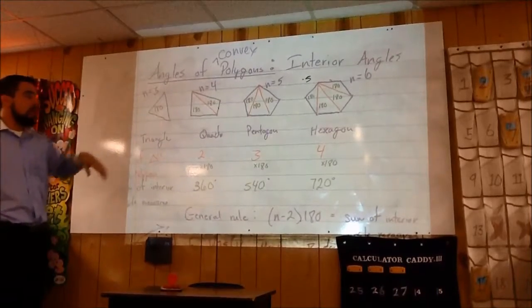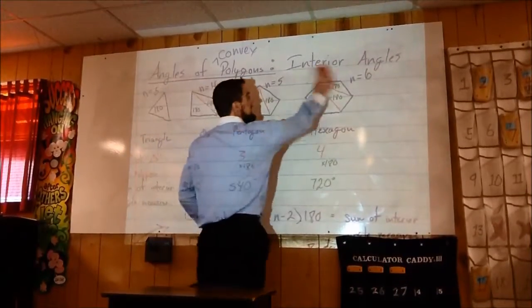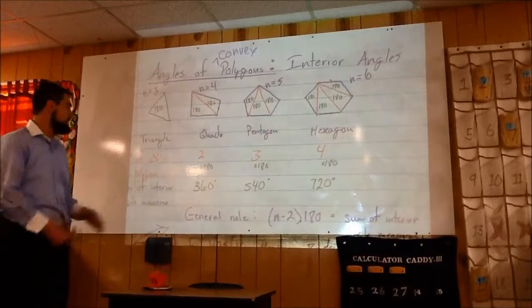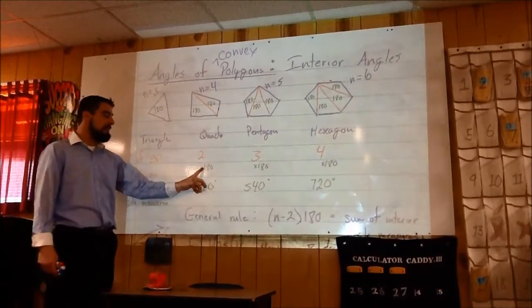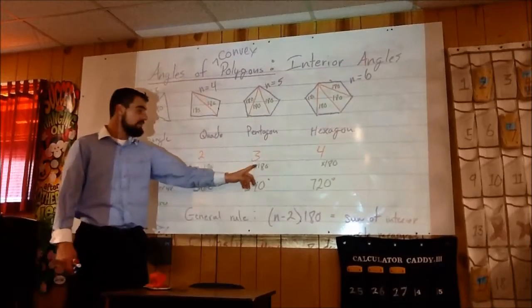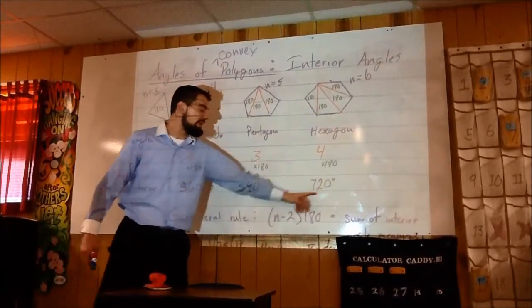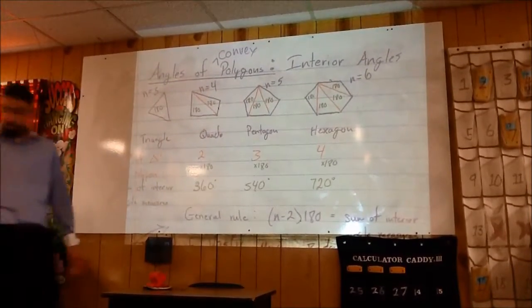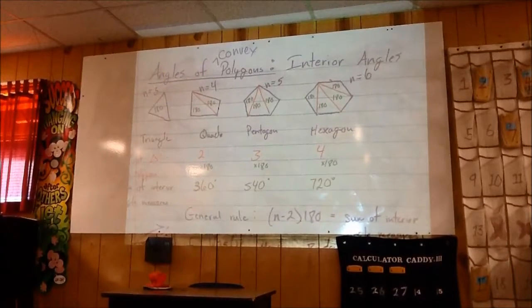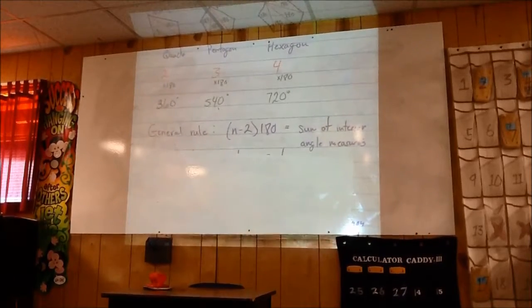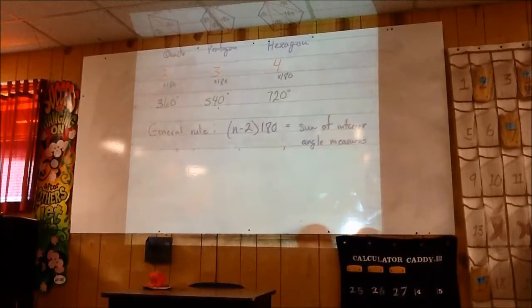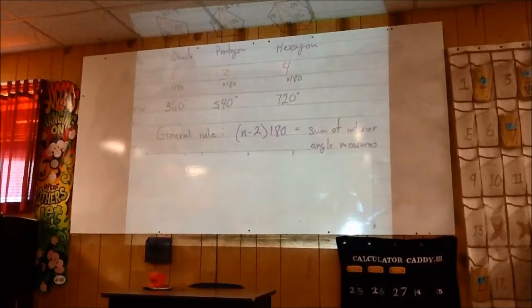You've got our 4 polygons. We broke it up into triangles. We see that the number of triangles were 2, 3, 4, and all we did was multiply by 180 to get these values. So a general rule that's going to work for all polygons is this right here. And so this is the next thing that you need to write down. This is the, quote, general rule.